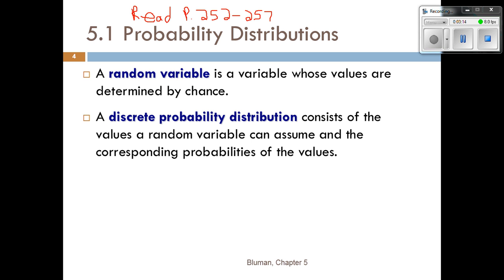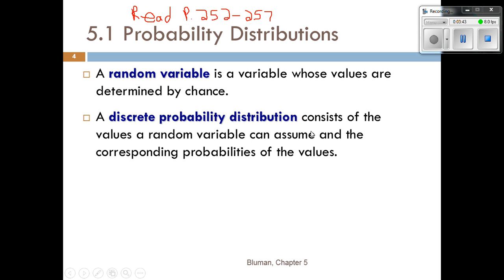Weight is often described as continuous because, depending on the scale that you use, you can get more and more accurate. Height, you can get more and more accurate. How many inches of snow fell, you can get more and more accurate. So all of those things are examples of continuous. Like I said, that's next chapter. This chapter we're going to be looking at discrete.